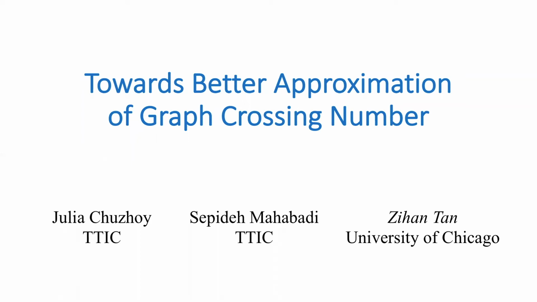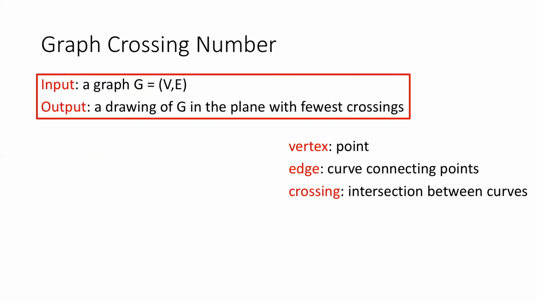I will present my paper with my advisor, Chuzhoy, and Sepideh Mahabadi, both from TTIC. The title of the paper is Toward Better Approximation of Graph Crossing Number. The graph crossing number problem is a well-known problem in graph theory and graph algorithms. Its input is just a graph, and the goal is to find a drawing of the graph in the plane with minimum number of crossings.